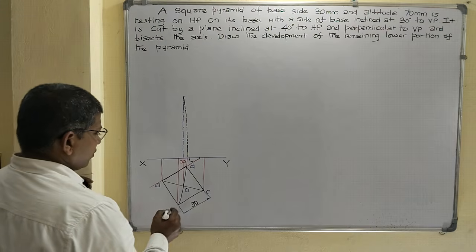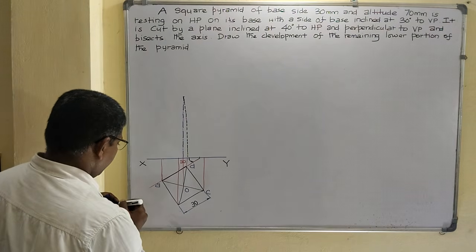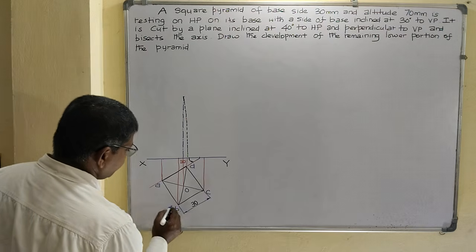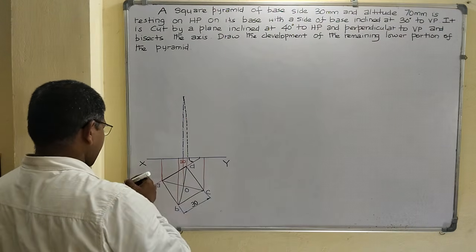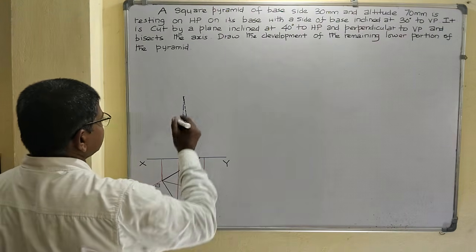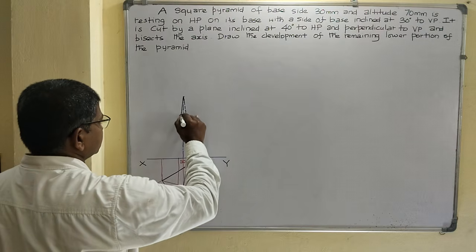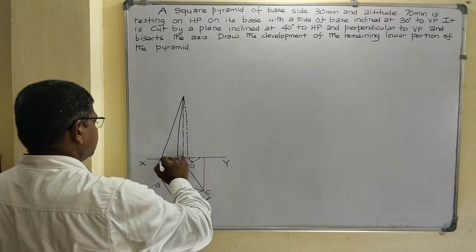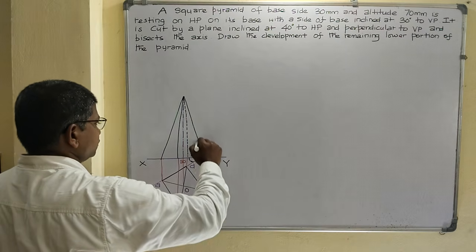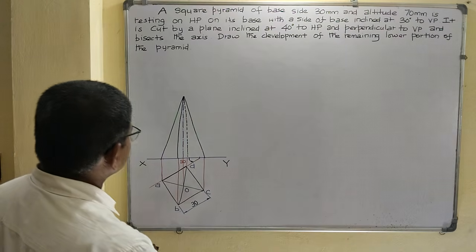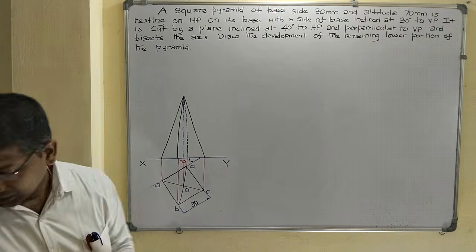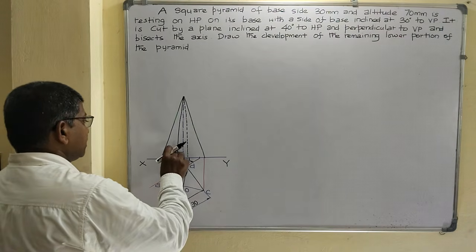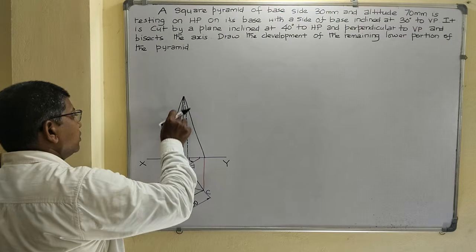And then OB as invisible edge, and OC and OA also visible. So draw the straight line. Now the front and top view are over.